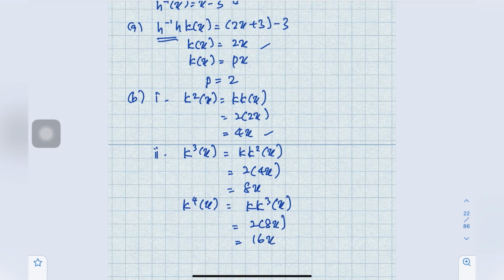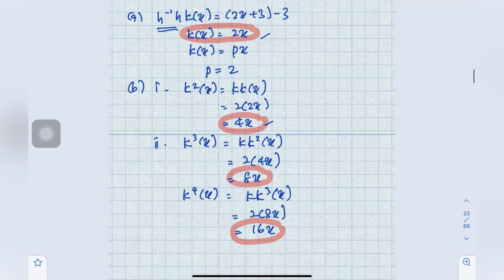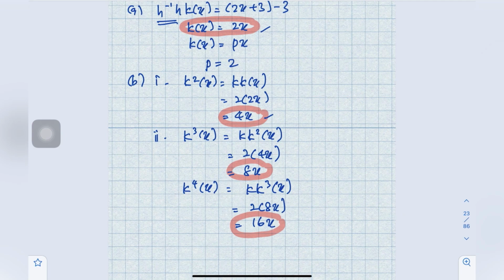So now we have k(x) is 2x, k squared is 4x, k cubed is 8x, k^4 is 16x. We can predict the pattern: 2, 4, 8, 16, which is 2 to the power of n. So k^n(x) equals 2 to the power of n times x.